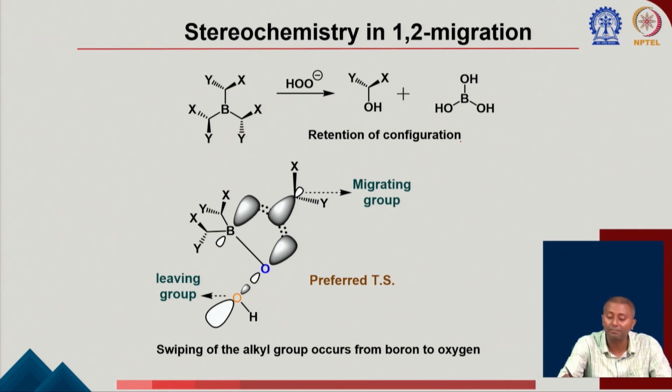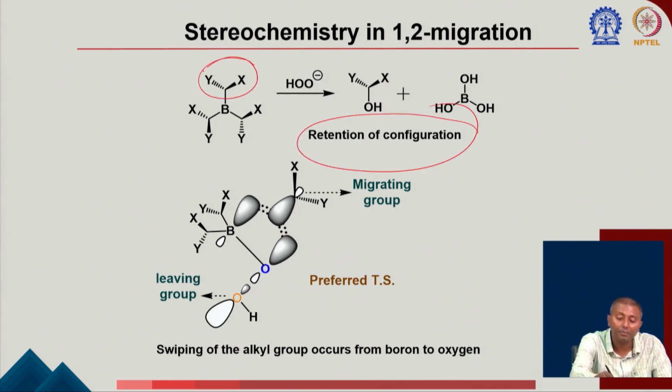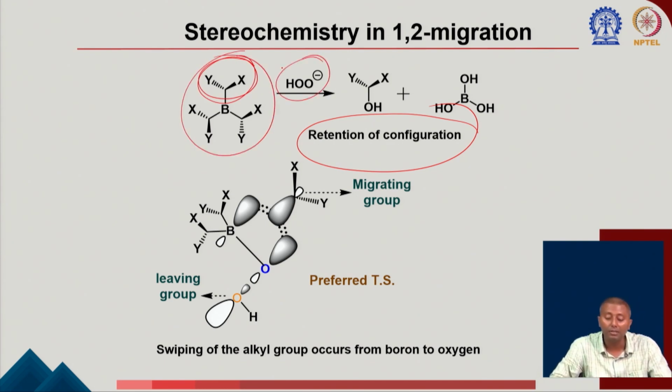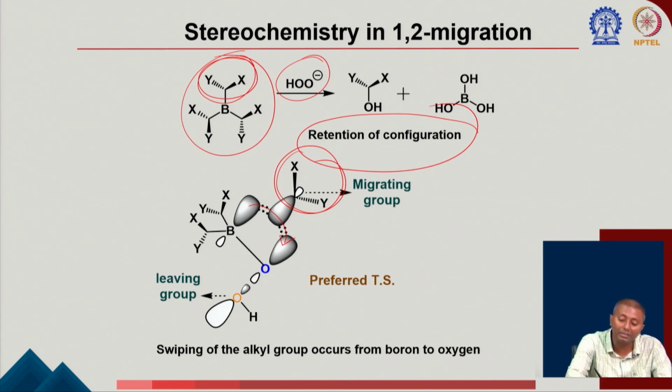You end up seeing retention. Once you generate this trialkyl boron and treat it with OH minus or H2O2 and NaOH, this group gets migrated from boron to the corresponding oxygen by giving electron density to the corresponding sigma star orbital. So the geometry of the migrating group has not changed; the configuration of the migrating group remains unchanged. There is nothing happening on that carbon. The only thing happening is that this bond is getting clipped and migrated from the boron to the corresponding oxygen.